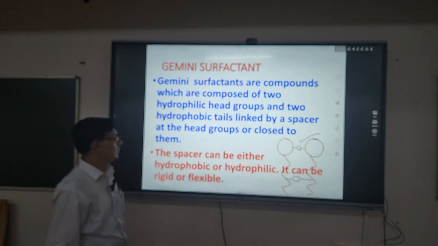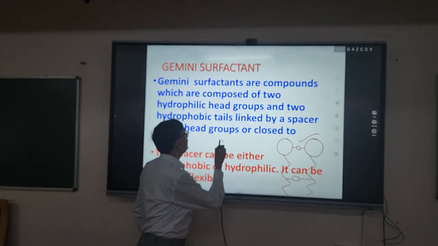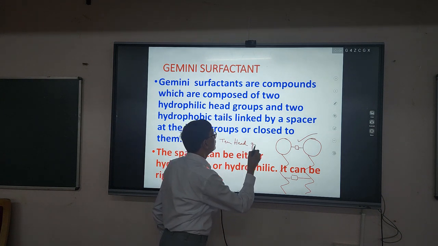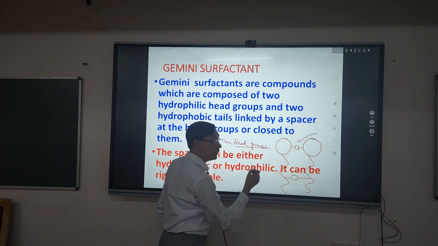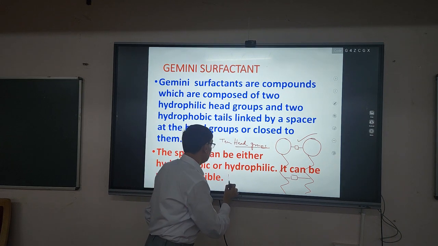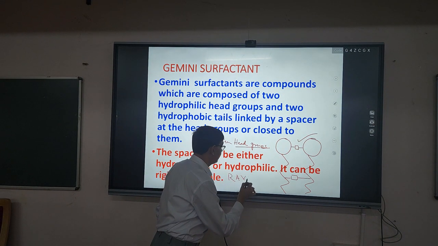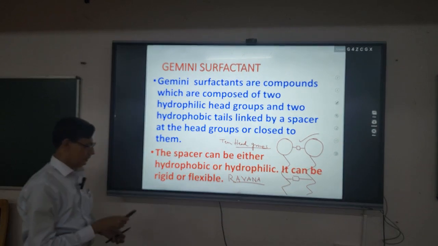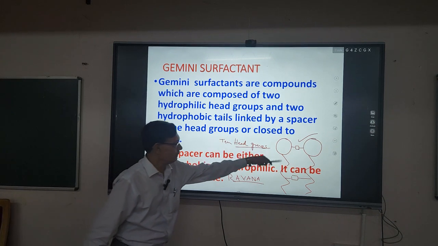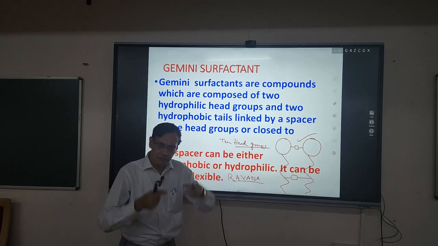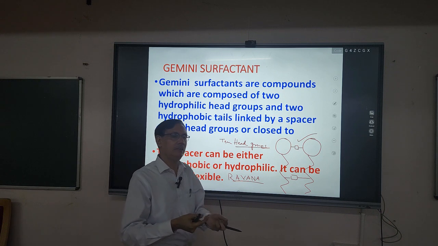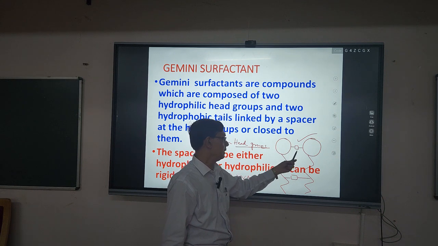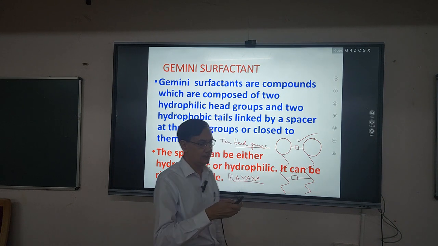And sometimes what happened in IISc Bangalore, now people are using 10 head groups. Ten head groups. So sometimes it is called the Ravana Gemini surfactant, 10 head groups also. But basically people are using such type of things. Two heads, two tails, and there is a spacer. Spacer may be hydrophilic in nature or hydrophobic in nature, and the CMC is based on this spacer. n may be 2, n may be 3, n may be 4, like that.